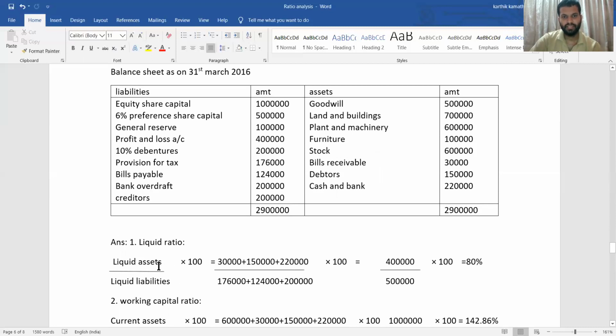If you see the liquid asset side information given in the balance sheet, bills receivable is your liquid asset, and debtors and cash at bank will also be your liquid asset. So 30,000 plus 1,50,000 plus 2,20,000 divided by liquid liability. Liquid liability is provision for tax, bills payable, and creditors, not bank overdraft. We are taking creditors. So current liability minus bank overdraft, you will get liquid liability. So 4 lakh divided by 5 lakh into 100, that is 80% liquid ratio.